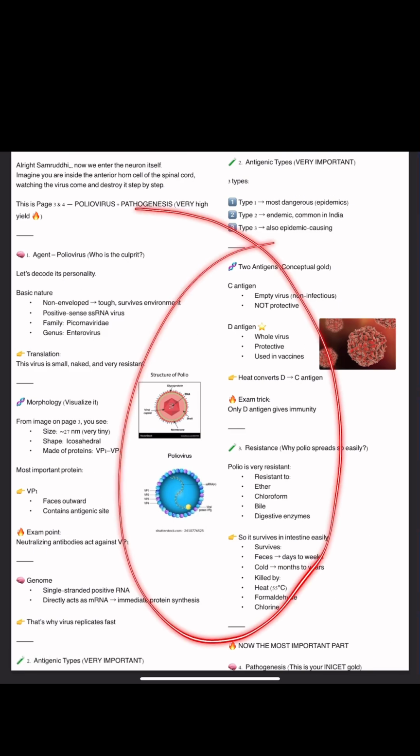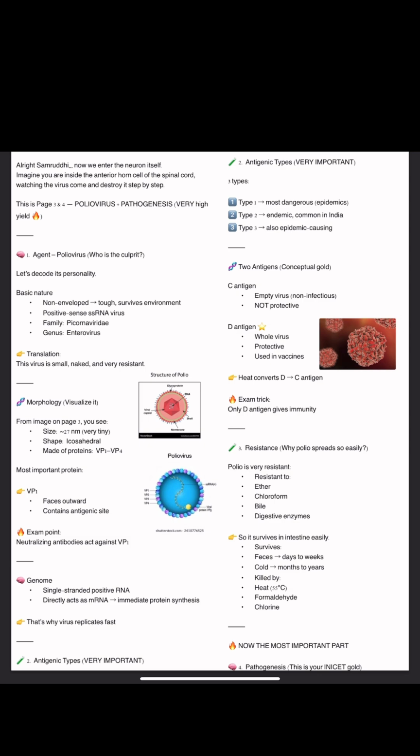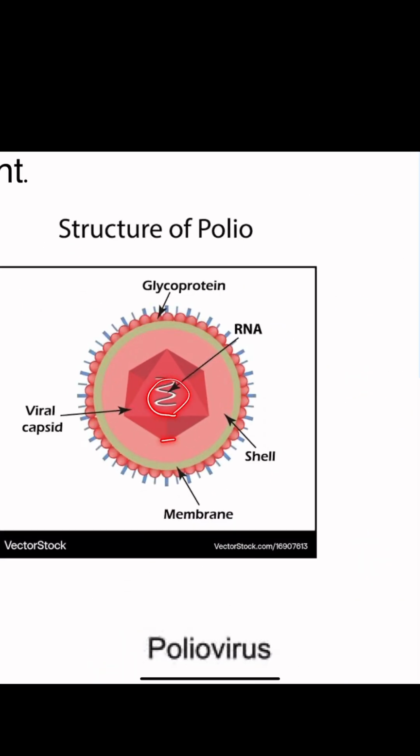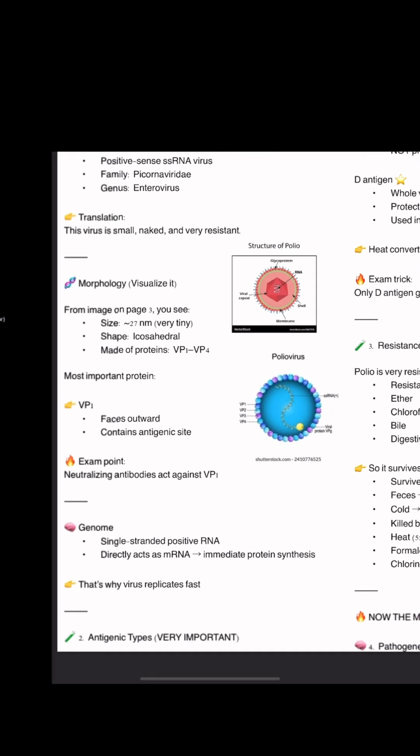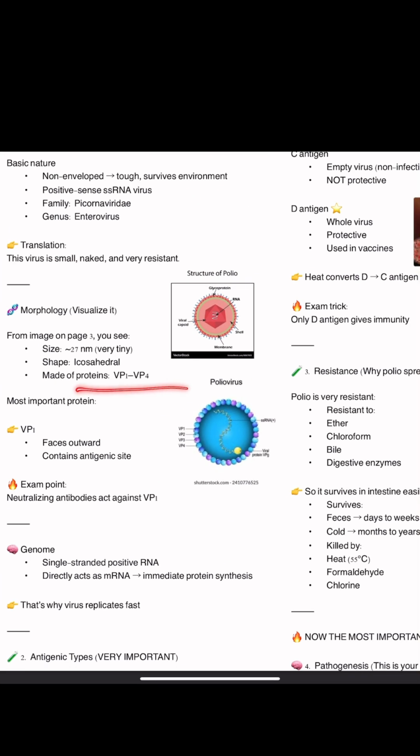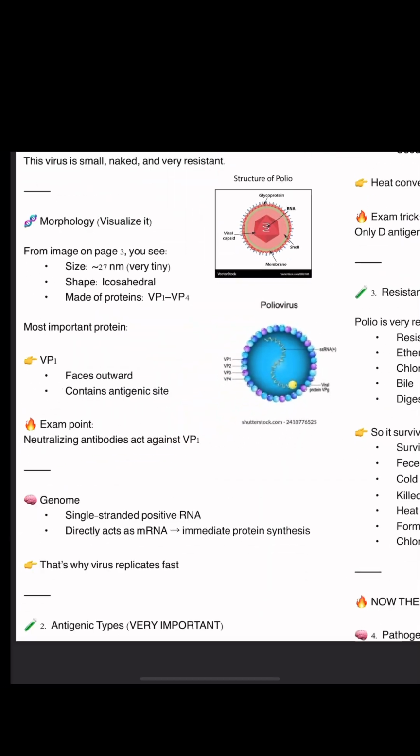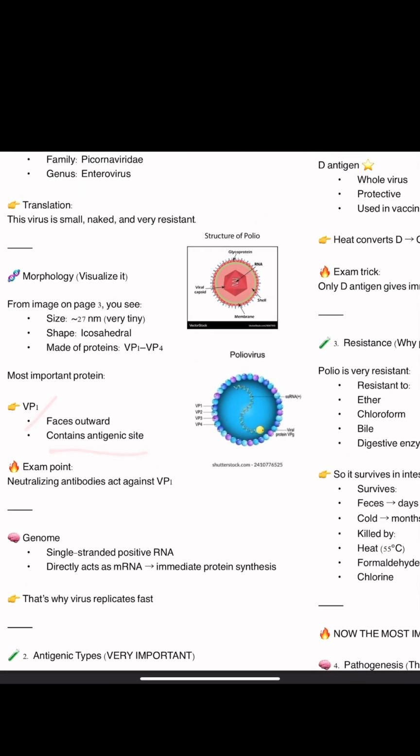Now all these things, I'll read them fast now. The agent is poliovirus, its nature we have seen. Then its morphology: let us see the structure of poliovirus, RNA, viral capsid shell, membrane, and glycoprotein. Now these are the viral proteins 1, 2, 3, 4, and poliovirus is made of these proteins. This is a single-stranded RNA, positive sense. VP1 faces outward and contains the antigenic site. And there are neutralizing antibodies that act against VP1.